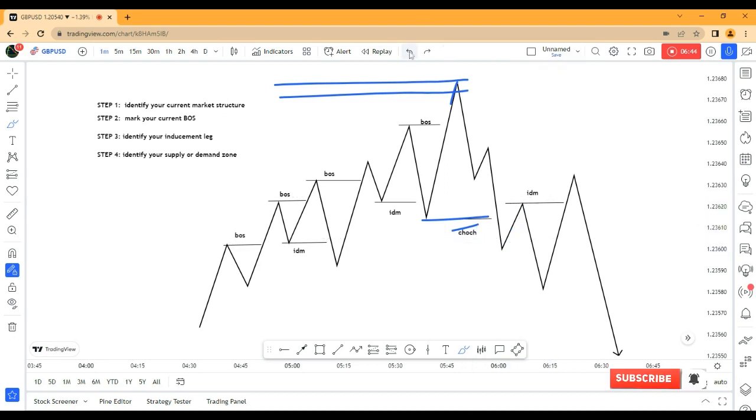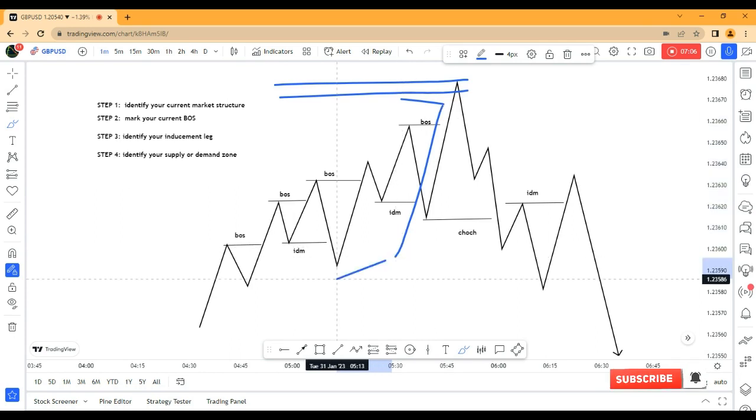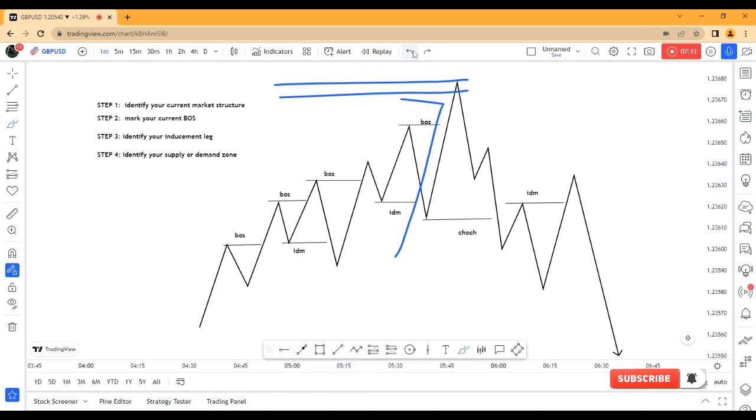All right, now let's talk about the entrance. We just talked about the structure, now let's see the entrance. We are starting from this uptrend. This is the first step for you, step number one: identify your current market structure. In this case, our current market structure was a bullish move. That is the direction of your current price.